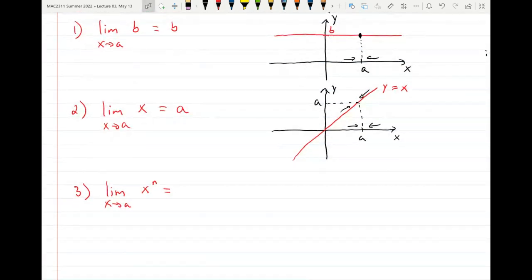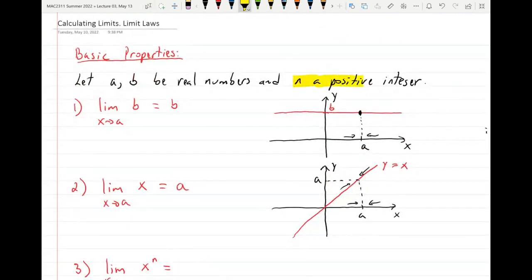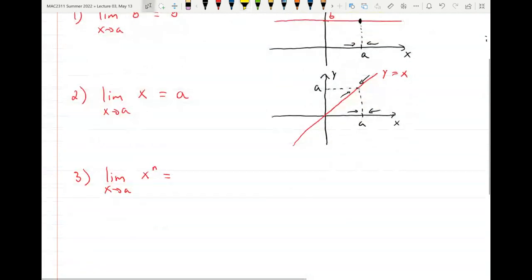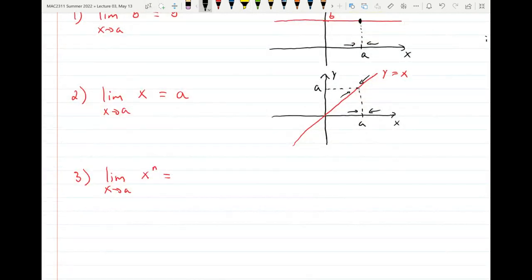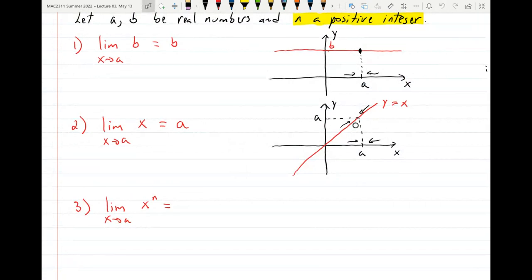And then finally, for the last one, for number 3, notice that here the function in question is a power function, x to the n. And here, n is a positive integer. So once again, I'm going to rely on the graph to justify what the answer would be. There are two cases that we need to analyze. First of all, when n is equal to 0, then x to the 0 is just 1. So we are in the constant case. That's property number 1. When n is equal to 1, then x to the n is just x. So we are in property number 2.